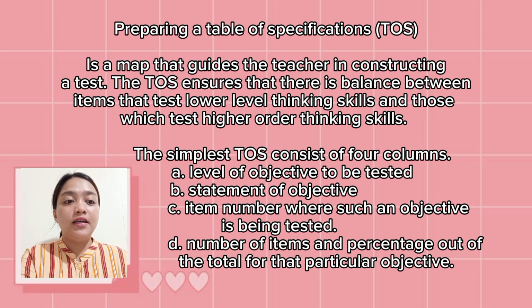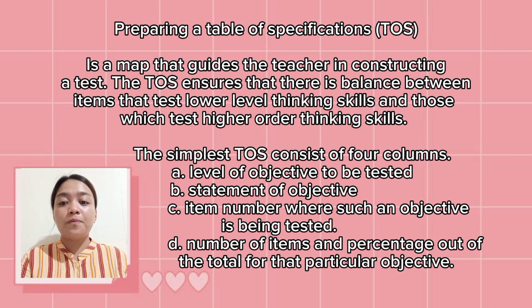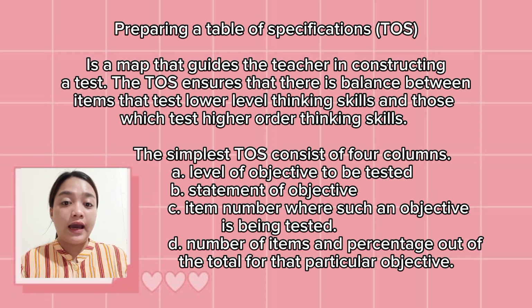And letter D, the last, a number of items and percentage out of the total for the particular objective. So, in this last one, letter D, it tells how many items you will give in your exam to your students. Whether 40 items in all, 50 items in all, or 60 items in all.